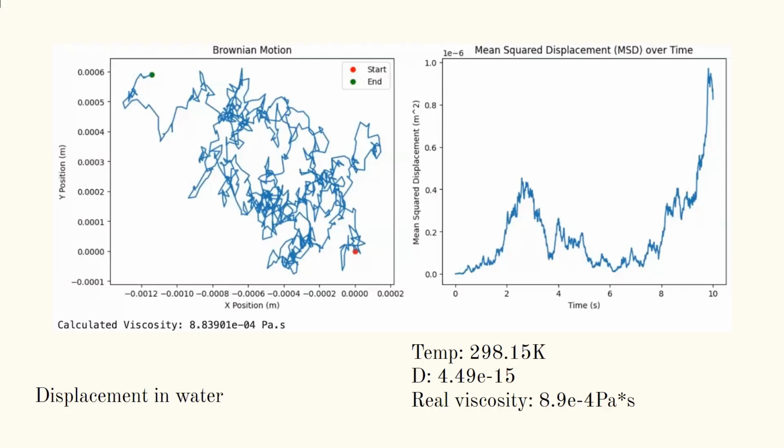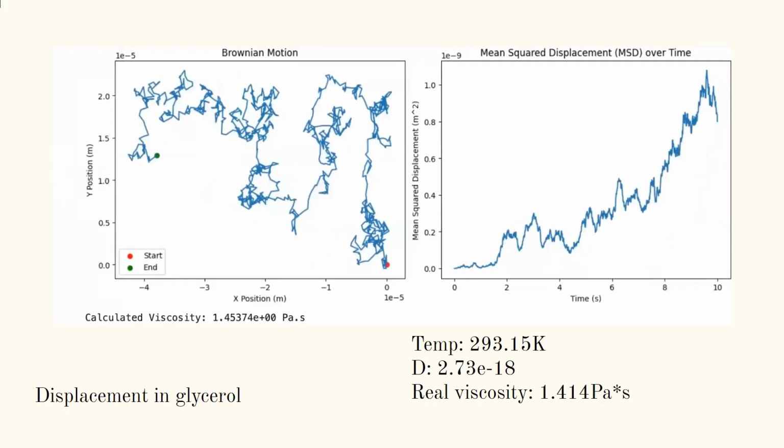And then this can also be seen in the next slide with the Brownian motion of the microsphere in glycerol, as well as the mean squared displacement over time graph on the right. And we calculated that viscosity to be 145,374 E, so with zeros. And then the real viscosity, of course, being 1.414. So again, very close, proving that our analysis and our data was good, and that we are able to prove with mathematical backing and evidence from the collected data that this relationship is true.